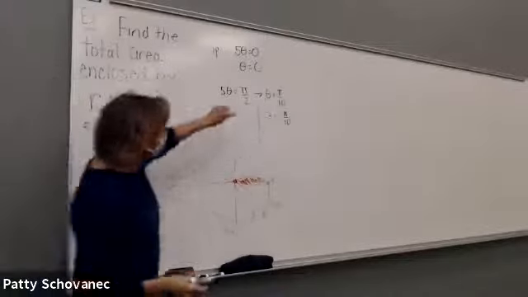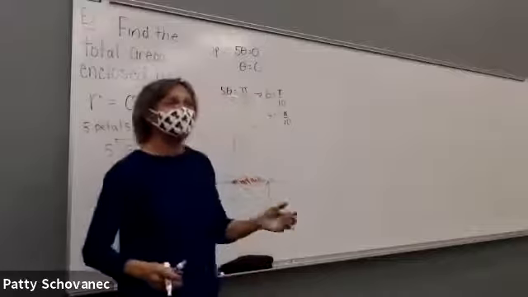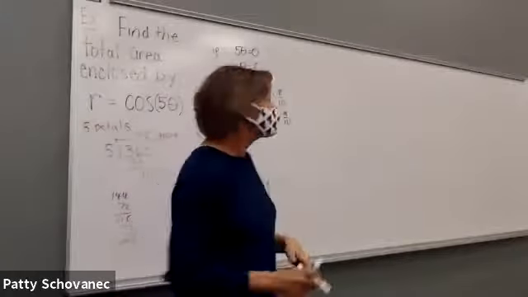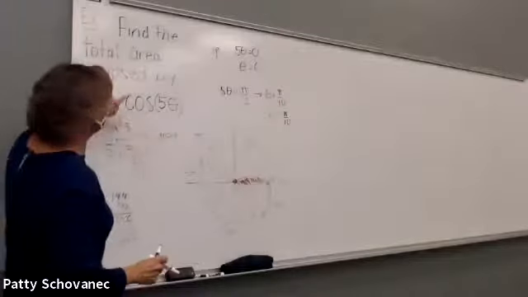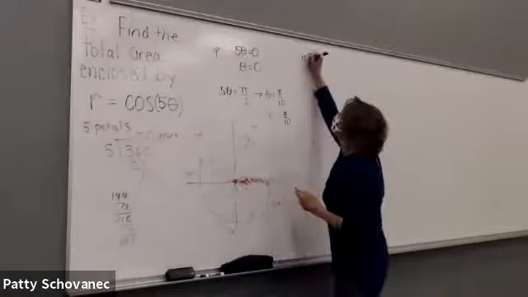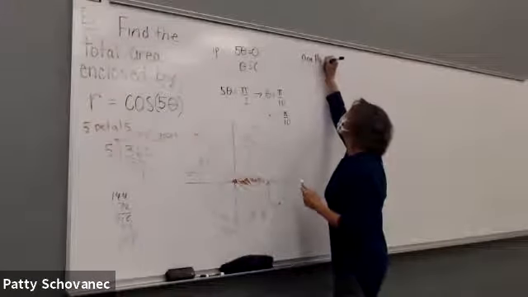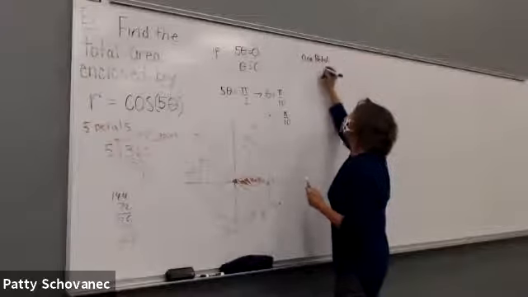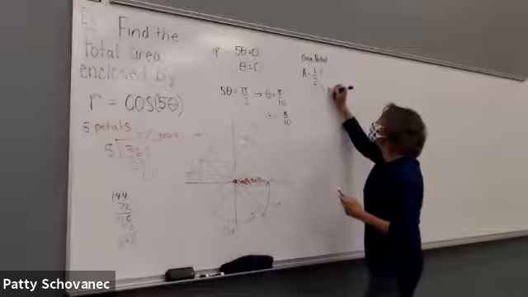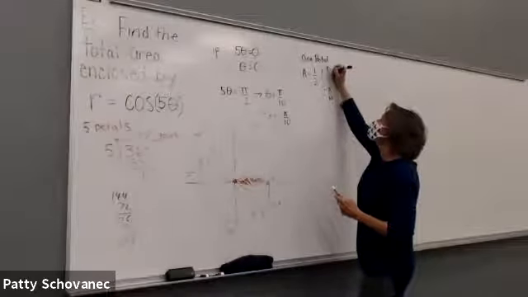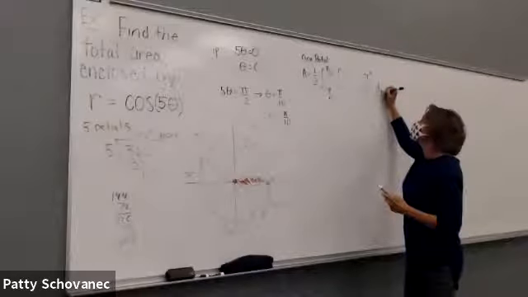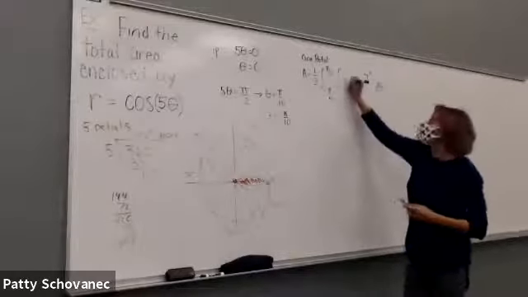And I found it where I can integrate from negative pi tenths to positive pi tenths, and then use my 1/2 f of theta squared d theta. So that'll give me one petal, and then I'll just multiply by 5. And then I put my f of theta in here.